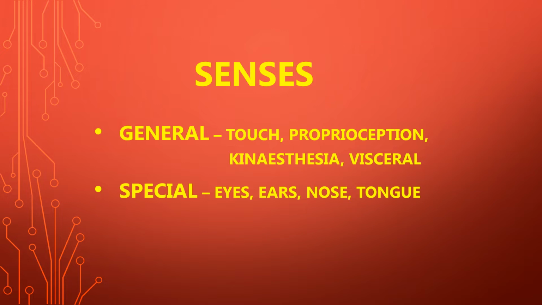There is also visceral sense. It plays a role in registering the stimulus for the autonomic organs or simply the organs of smooth muscles. So the general senses are the sense of touch, the sense of our body position, that is proprioception, then the sense of our body movement, that is kinesthesia, and the visceral organs sense.